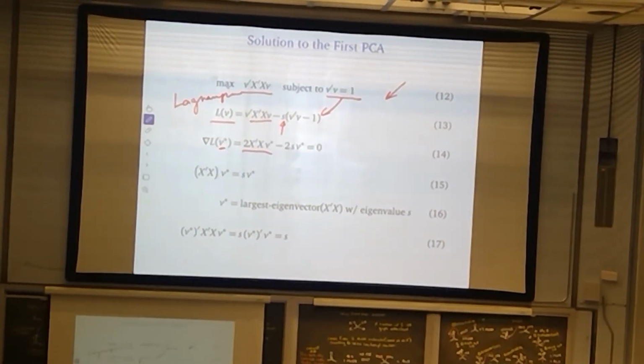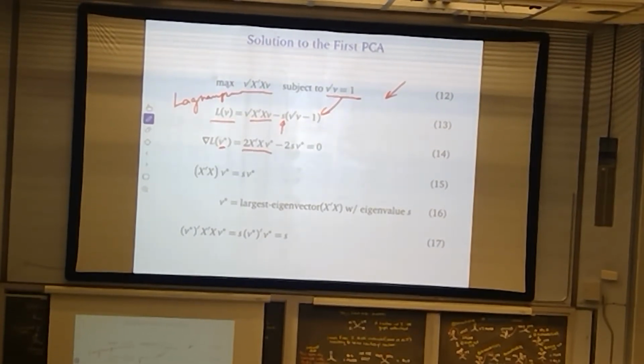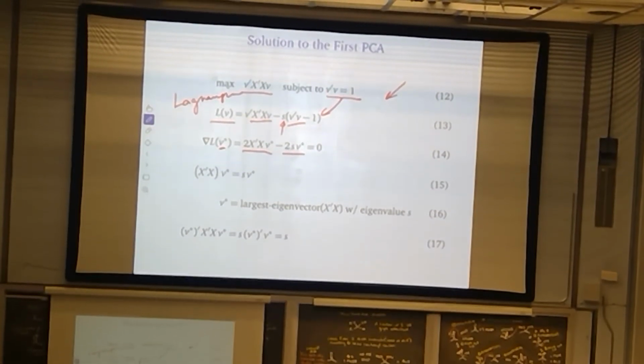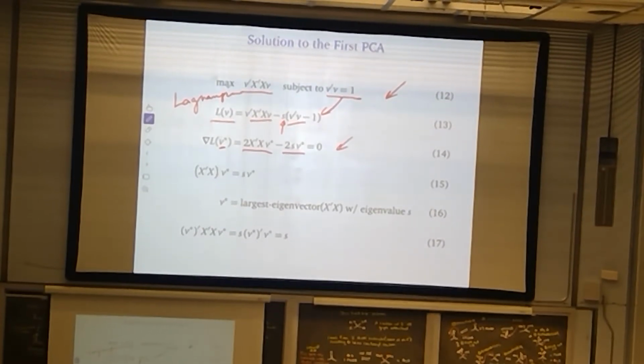It's just the quadratic form. You do the differentiation, it's the linear term here. Likewise, for this, you have 2s v star. And this has to be 0. It has to satisfy this. And then we can derive X transpose X v star must equal s v star. And that just says v star, the optimal solution, has to be an eigenvector of X transpose X with eigenvalue s. Okay, s is the eigenvalue, v star has to be an eigenvector.